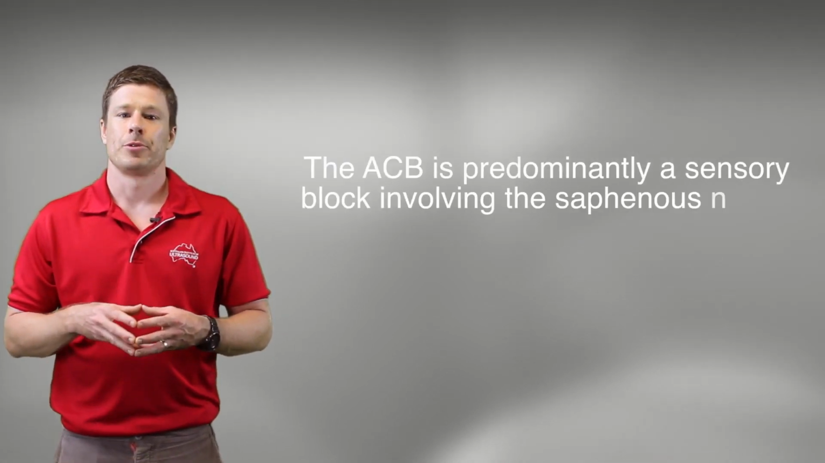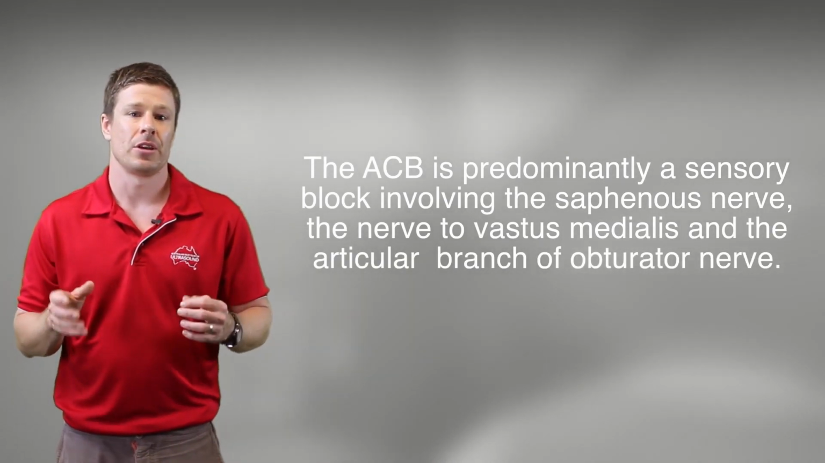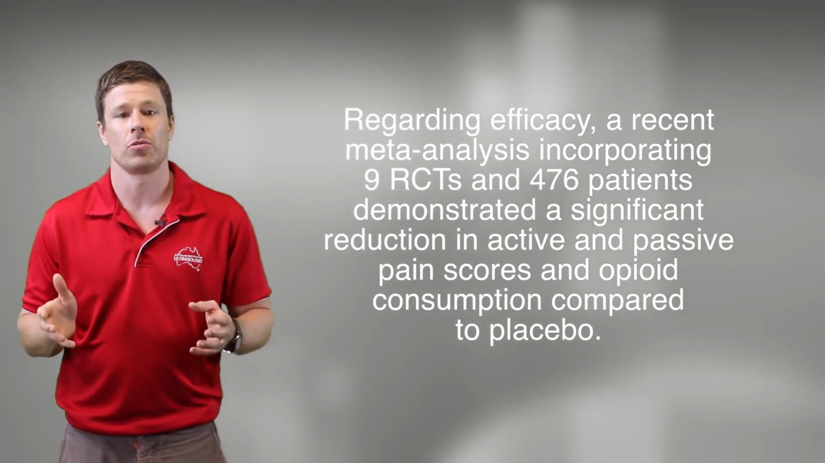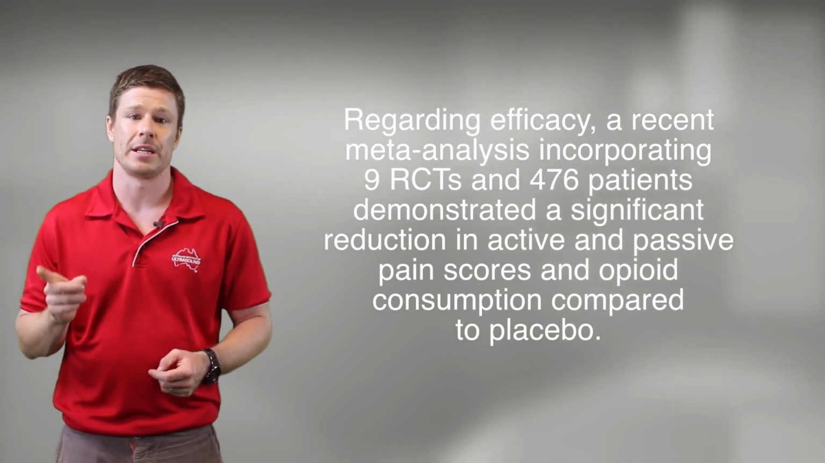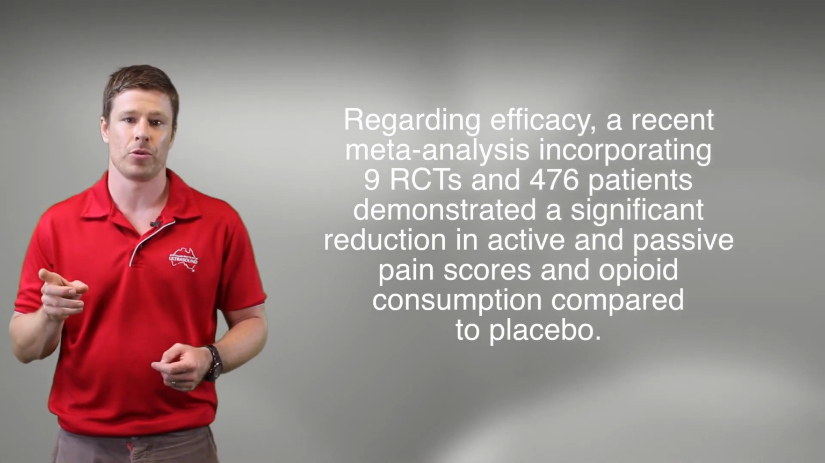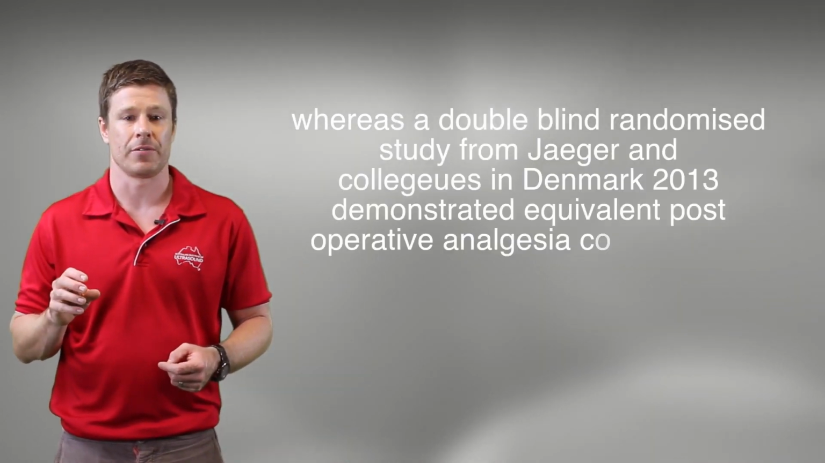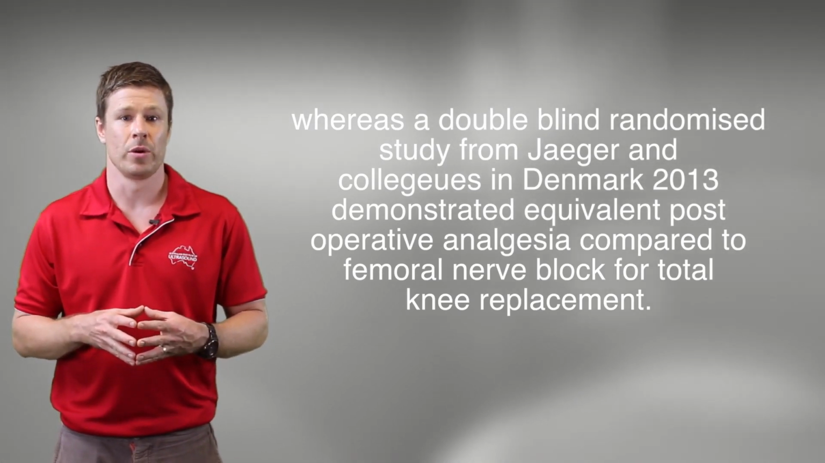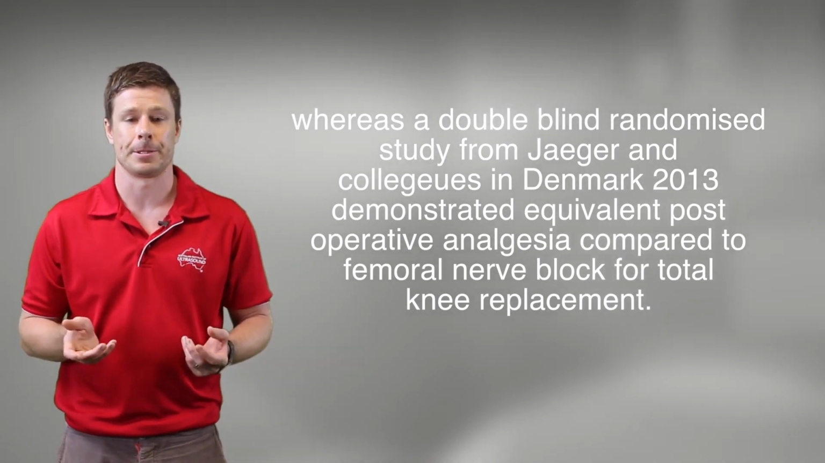The adductor canal block is predominantly a sensory block involving the saphenous nerve, the nerve to the vastus medialis, and the articular branch of the obturator nerve. Regarding efficacy, a recent meta-analysis incorporating 9 randomised controlled trials and 476 patients demonstrated a significant reduction in active and passive pain scores and opioid consumption compared to placebo, whereas a double-blind randomised study from Jaeger and colleagues in Denmark in 2013 demonstrated equivalent post-operative analgesia compared to the femoral nerve block for total knee replacement.